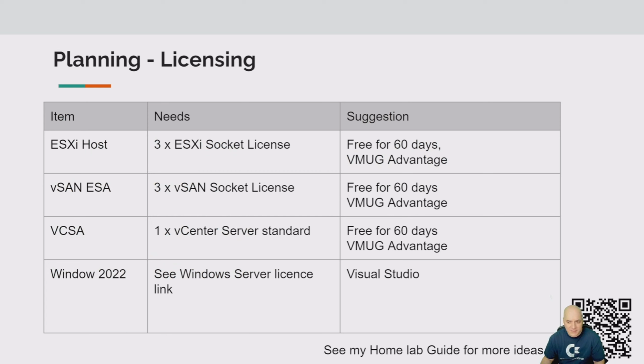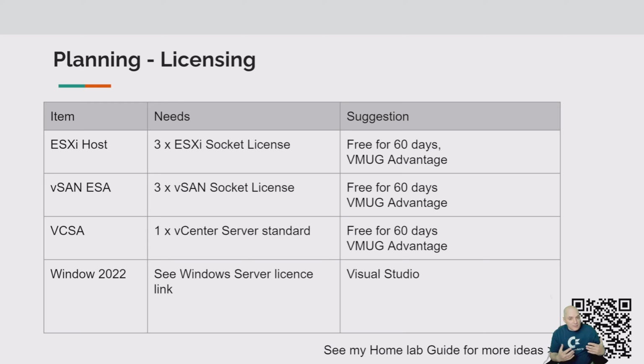All right, so licensing. This is something to really think about. You want to do this, and that's great, but do you have the licenses for it? Right? So the ESXi hosts and VSAN and VCSA, most of those are free for 60 days, so you can play around with them there. You might also consider VMUG Advantage. In fact, they have a sale going on right now for another week or two where they've discounted their VMUG Advantage.